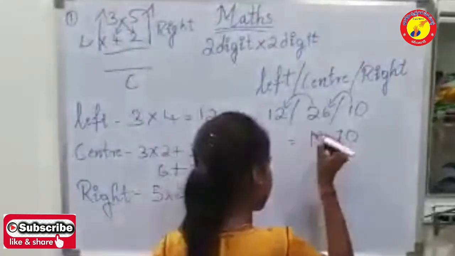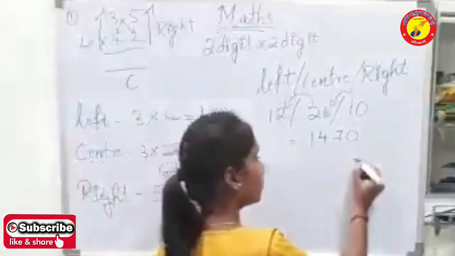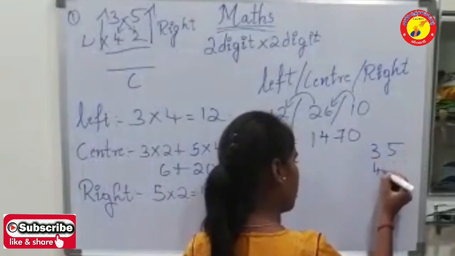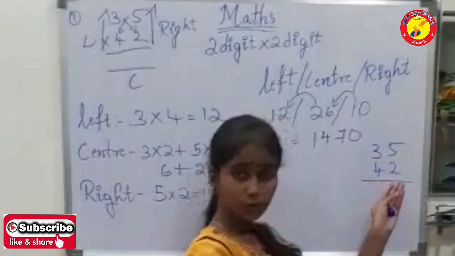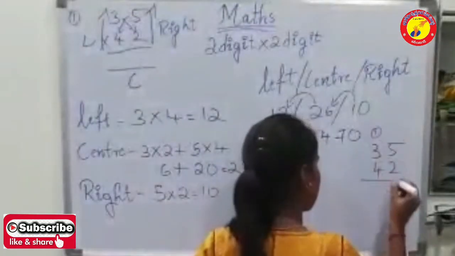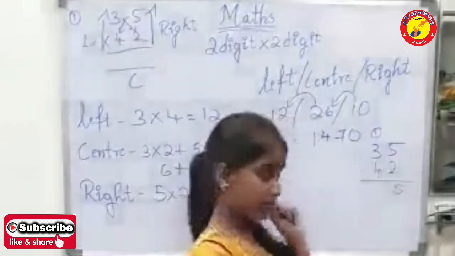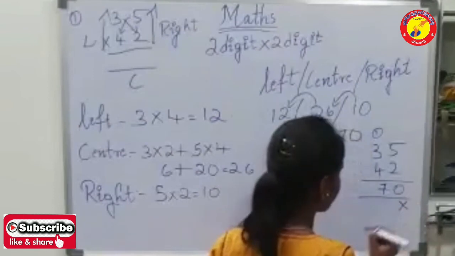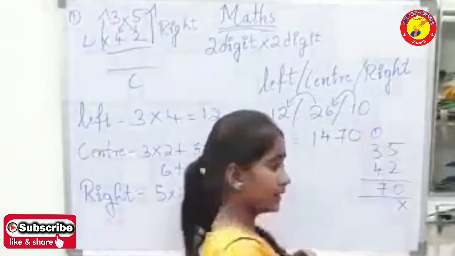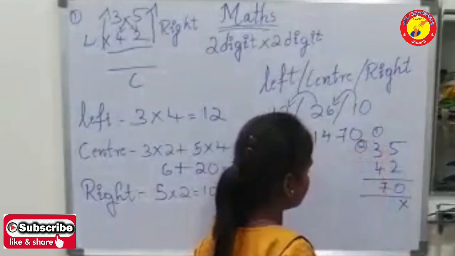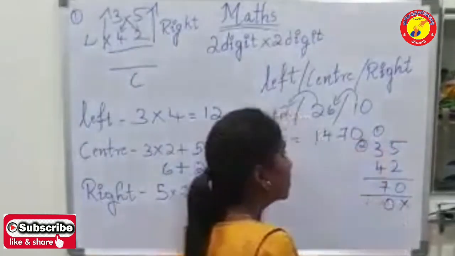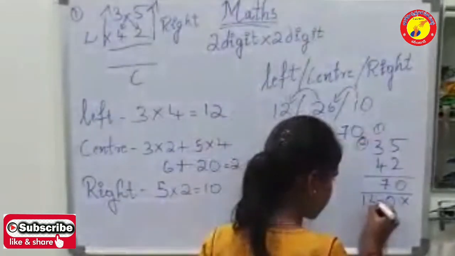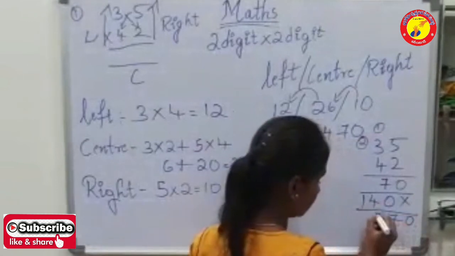One has this. Let us do multiplication of 35 and 42. 2 into 5 is 10. 2 into 3 is 6. 6 plus 1 is 7. 4 into 5 is 20. 4 into 3 is 12. 12 plus 2 is 14. 0 here, 7 here, 4 here and 1 here.